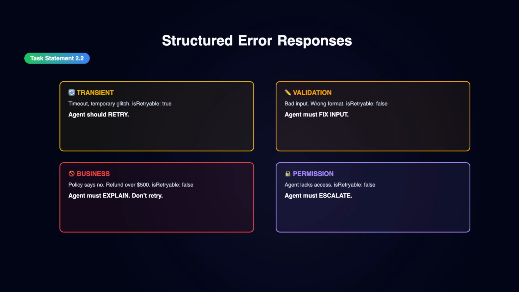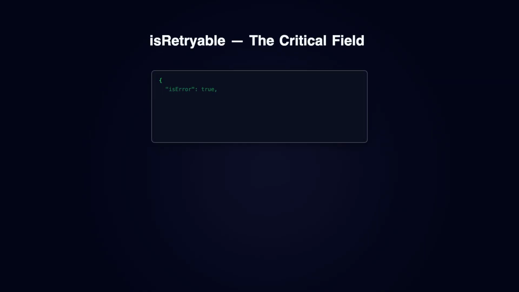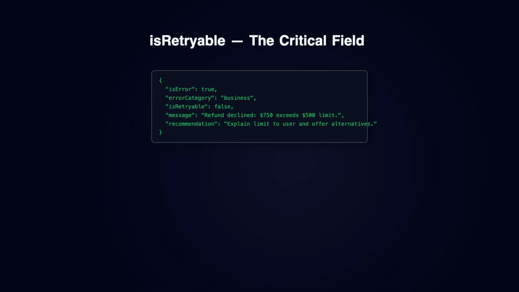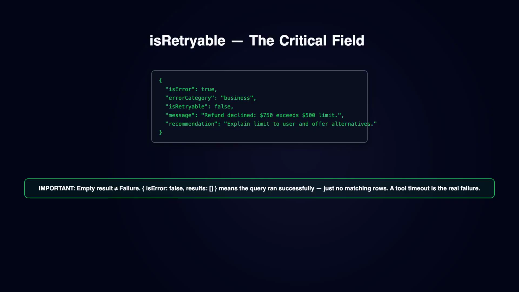Business, a policy says no, like a refund over $500, is retryable is false. Permission, the agent lacks access, is retryable is false. Claude should escalate. The critical field is retryable. That single Boolean tells Claude whether to try again or give up.